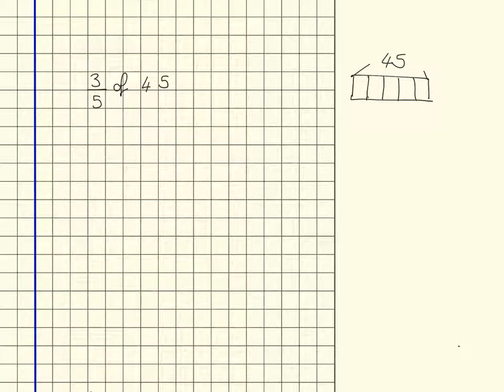because I'm working out 3/5 of it, and I know that this bit here represents 3/5. But first of all, to work this out, I'm going to work out what 1/5 is. So I'm going to take 45 and divide it by 5, which I know equals 9, which then shows me that each one of these is worth 9.